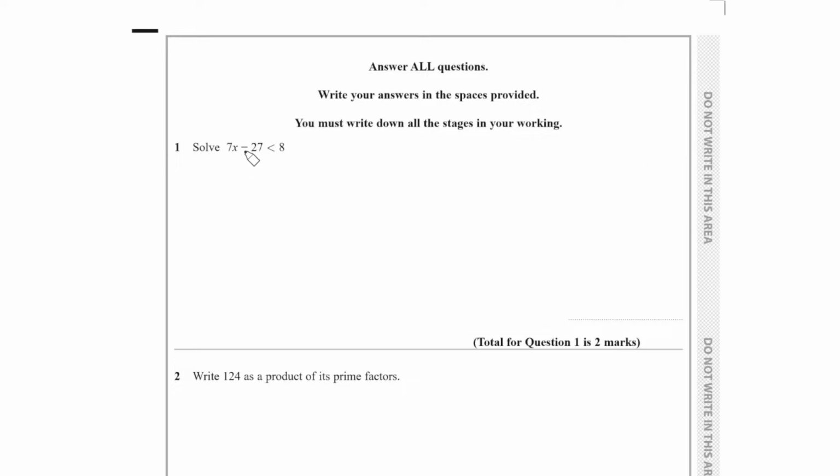So what I would do in that case, I would move 27 by adding it. Obviously, whatever you do to one side, you have to do the same to the other side. So 8 plus 27 gives you 35. And then the last thing is to divide by 7 on both sides. And because I've copied the symbol, my answer is x is less than 5. It's literally as straightforward as that. That's all you have to do for linear inequalities.